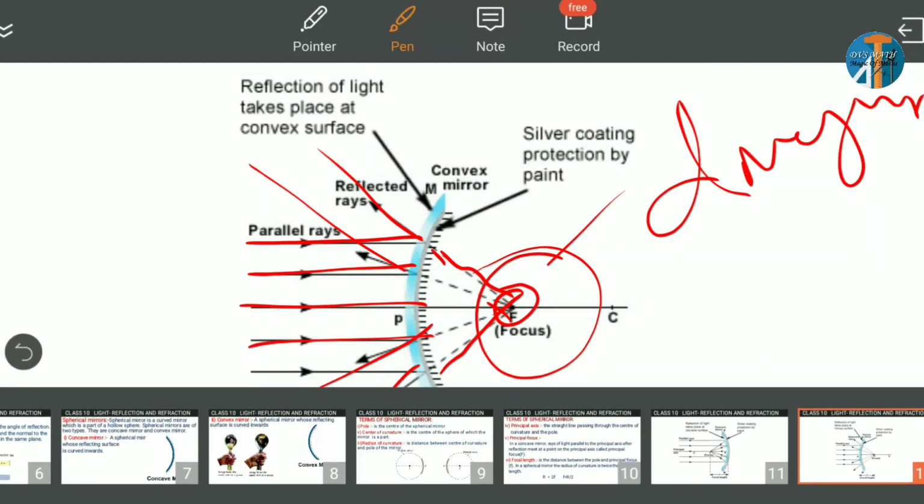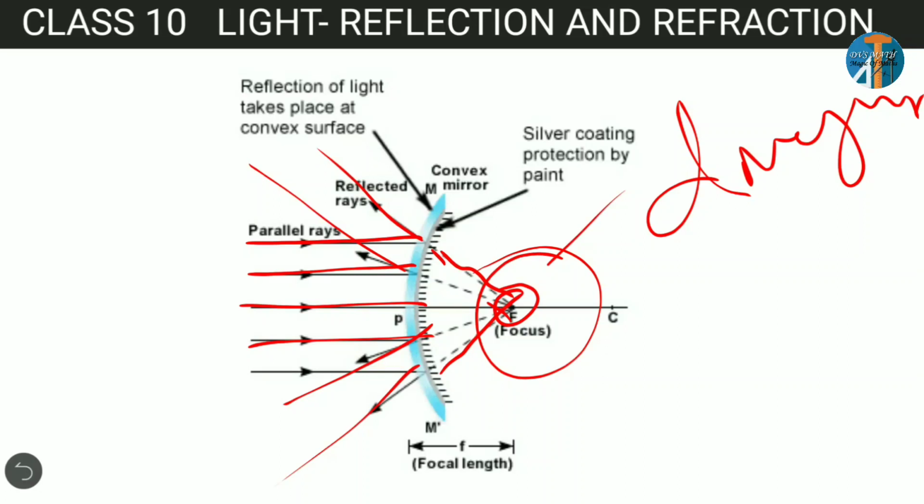So the concave mirror is a converging mirror, and the convex mirror is a diverging mirror. I think it's clear now.